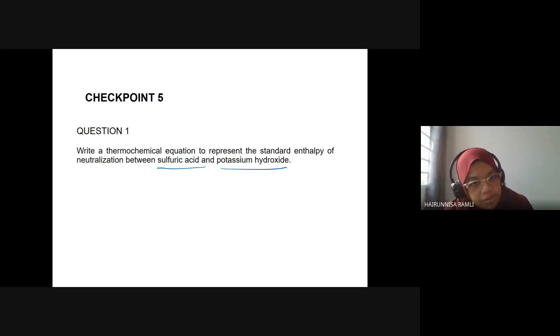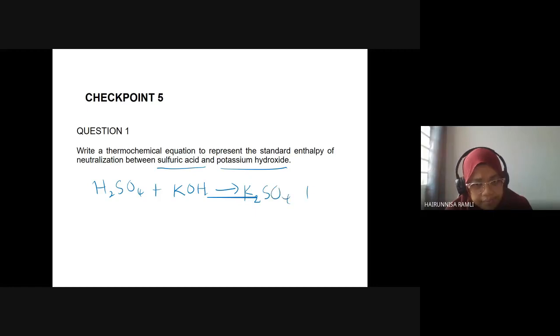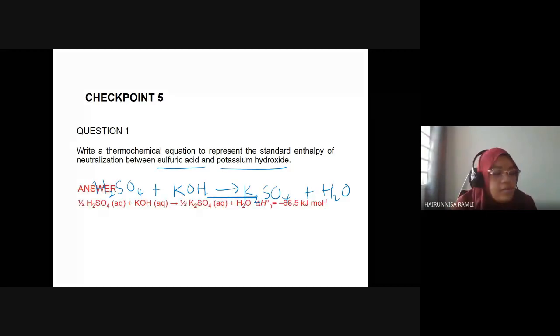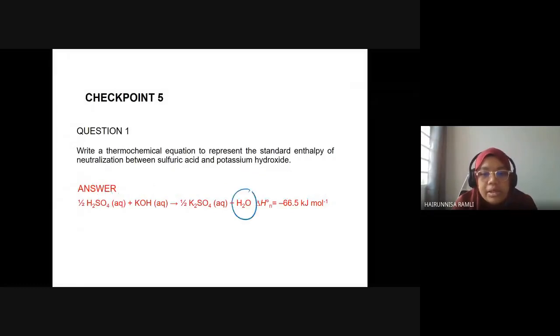Okay, this one, sulfuric acid kan? H2SO4 plus potassium hydroxide. Basically, you akan dapat K2SO4 plus water, sorry. Okay, so the thermochemical equation, you have to balance lah. Make sure this water is 1 mol.